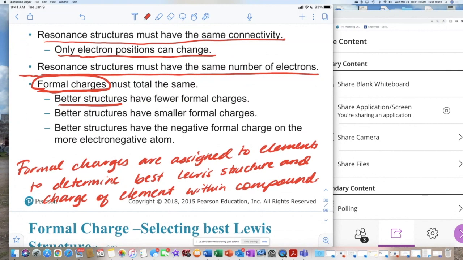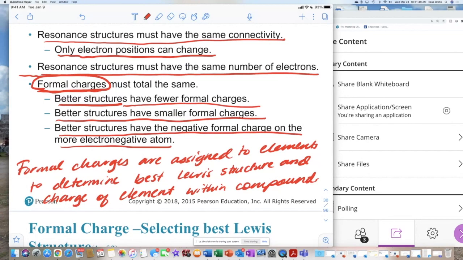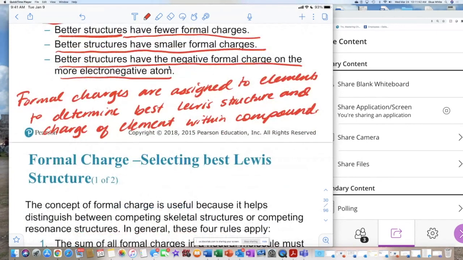Okay, so number one, better structures will end up having fewer formal charges. Once we assign the formal charges, we will judge the better structure as having fewer formal charges. We'll say better structures have smaller formal charges. Better structures have the negative formal charge on the more electronegative element or atom. Okay, so we'll go over that once we are done assigning this.